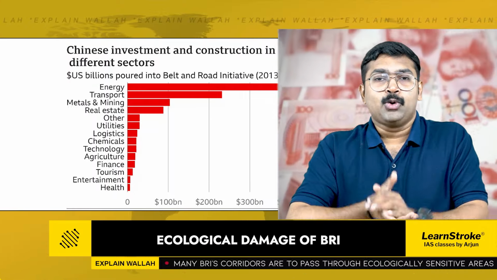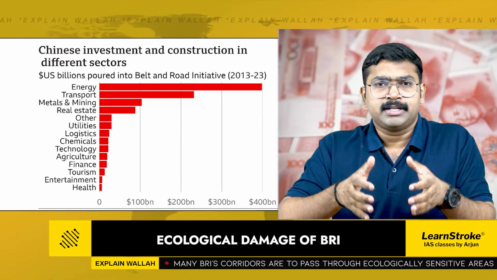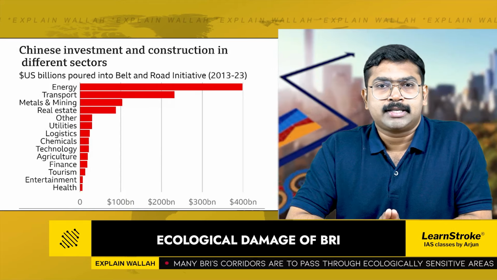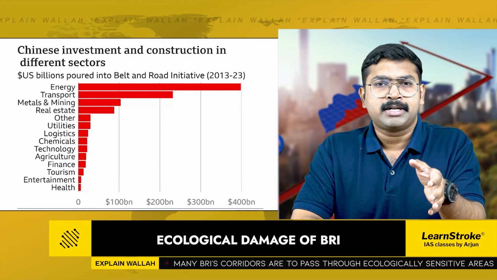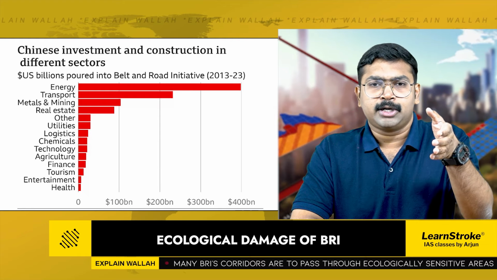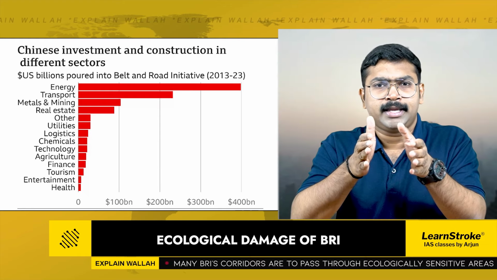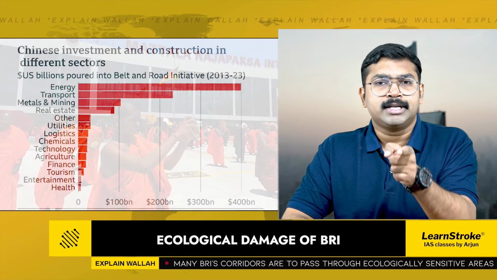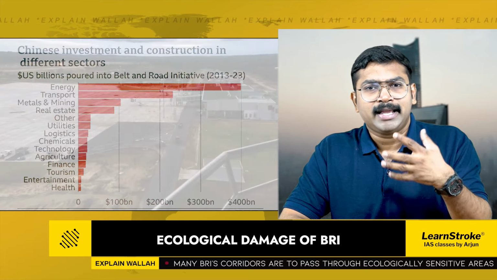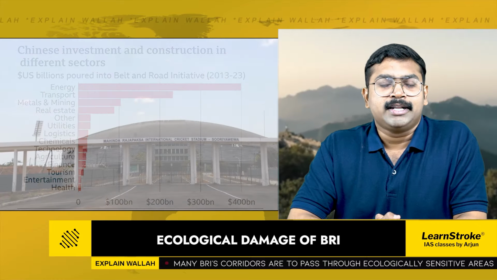You can also take a look at the Chinese investments and the split-up of the industries that is shown on this figure. You can see energy, transport, metals and mining, and other things including logistics. So you look at the importance, with close to $400 billion being funded. You can see the split-up of the areas that China is actually investing in.